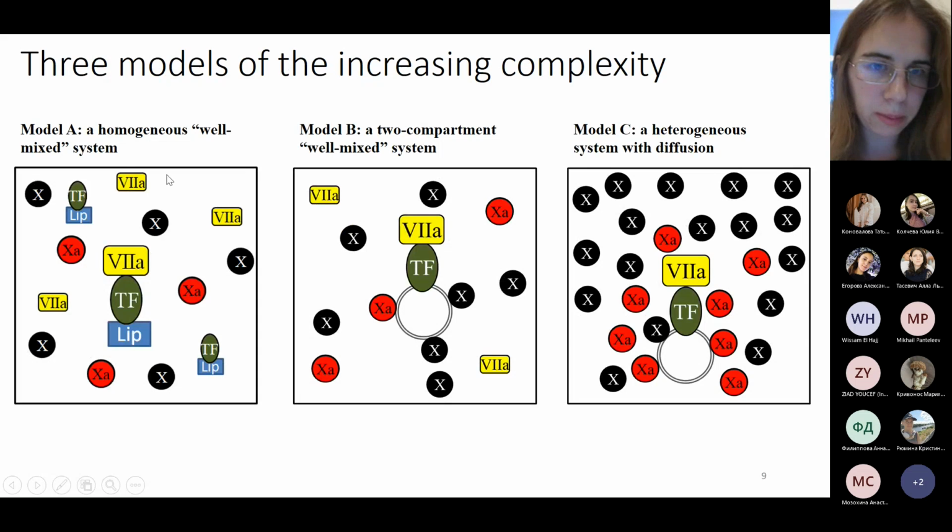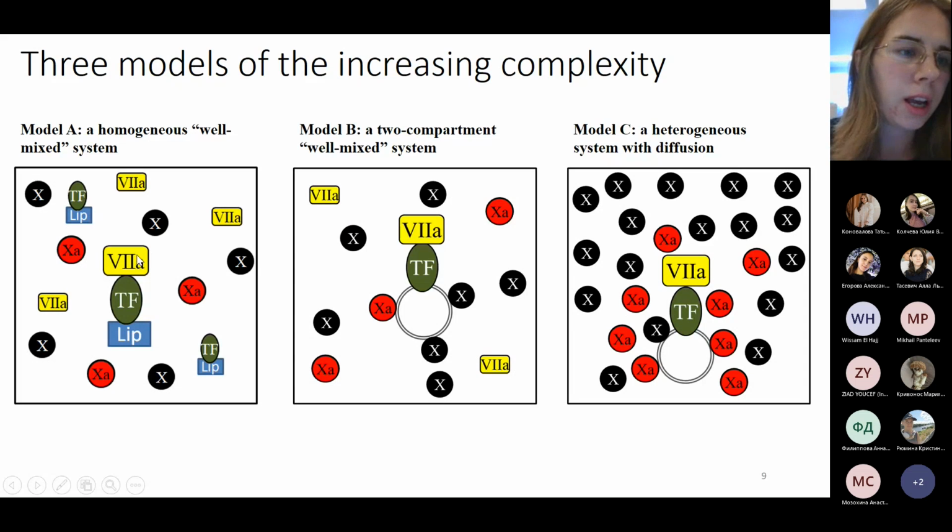So here we have three mathematical models. The first one is a classical homogeneous well-mixed system where all factors are distributed uniformly in the reaction volume. Here we have lipids, like binding sites, distributed in the reaction volume. And we have some factors which are bound to those sites. It is a pool of bound factors. And we have the pool of free factors in solution. So it is a classical well-mixed system.